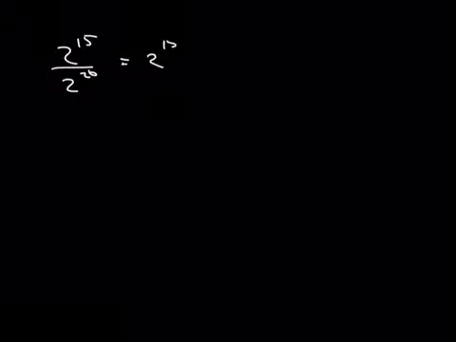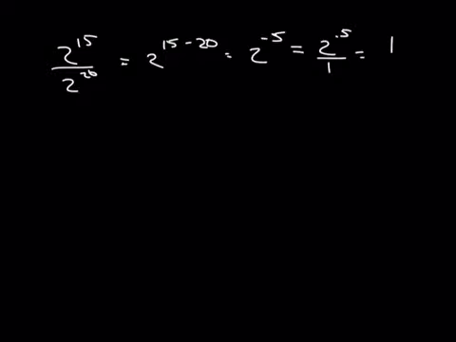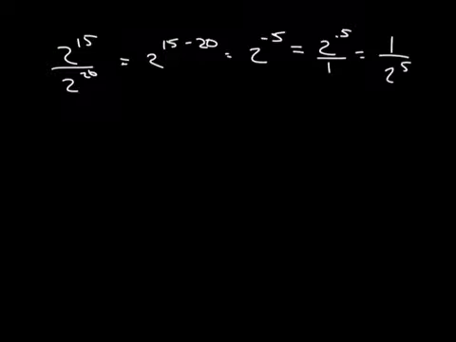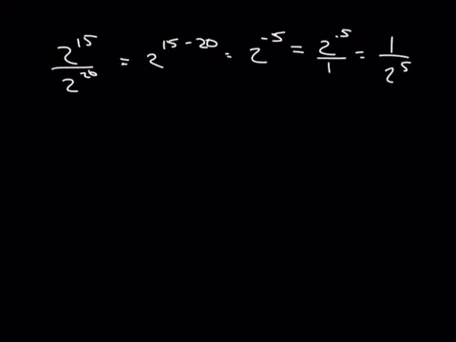Okay, C says 2 to the 15th over 2 to the 20th. So again, this is 2 to the 15 minus 20 equals 2 to the negative 5th equals 2 to the negative 5th over 1. Our 2 and 5 are in the wrong place, so we move them down, and we get that. 2 times 2 is 4, times 2 is 8, times 2 is 16, times 2 is 32.